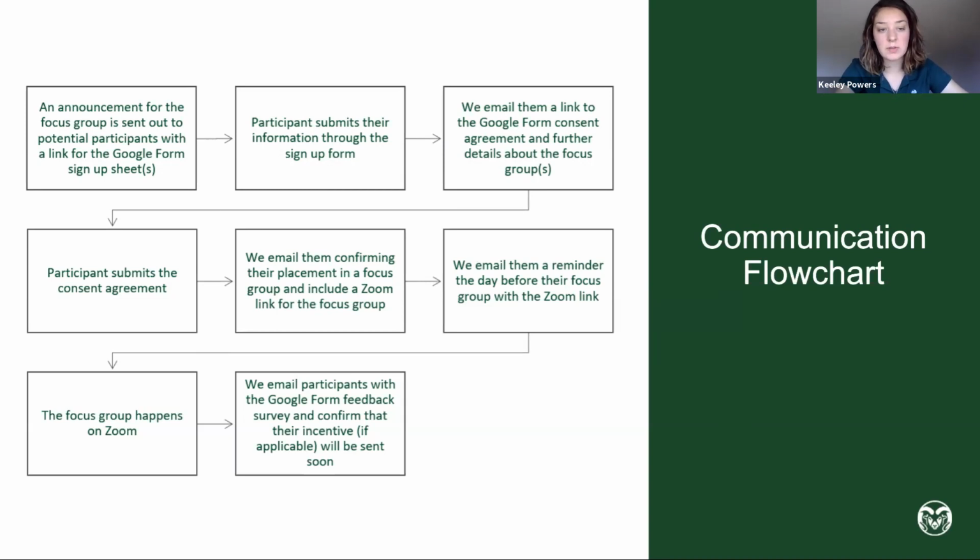And we always will send out a reminder the day before as well. Things get busy, lives get crazy, and so we just want to make sure that we send out a reminder and include time zones always, because we have students who are all over the world. And then once the focus group actually happens, we will send a thank you email along with a feedback survey, and that's on Google Forms as well.